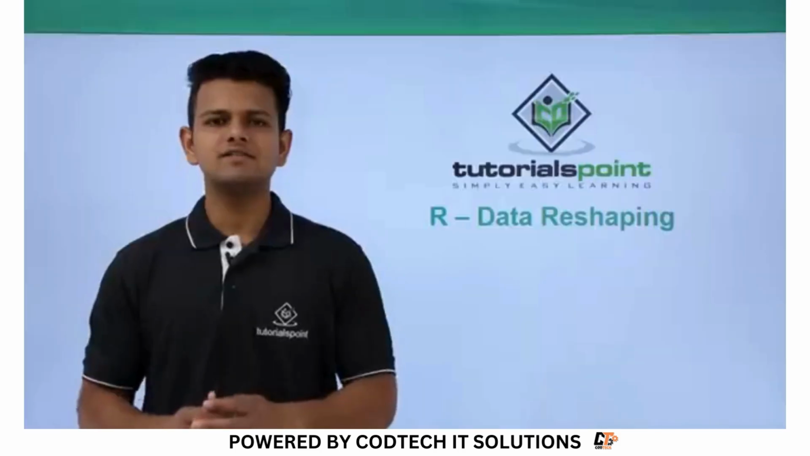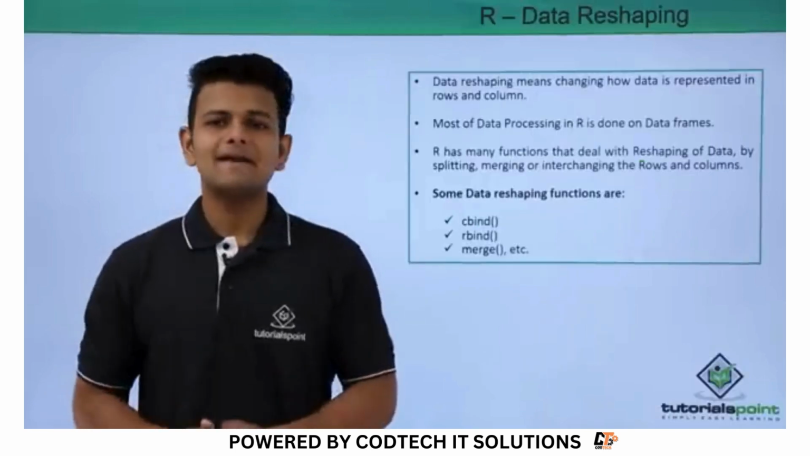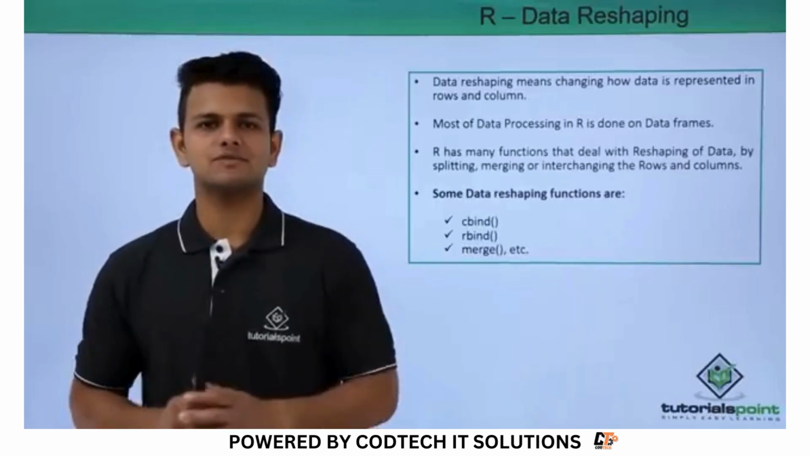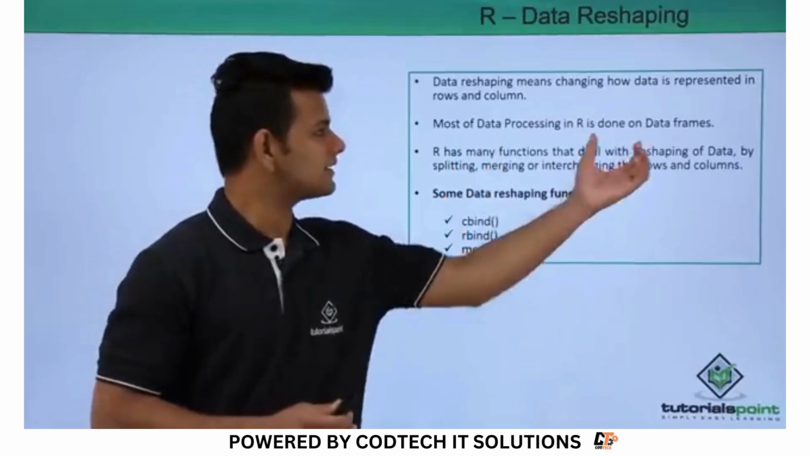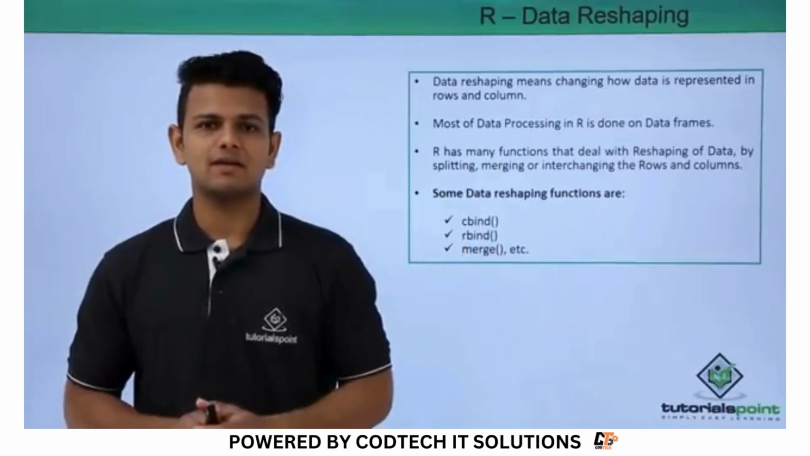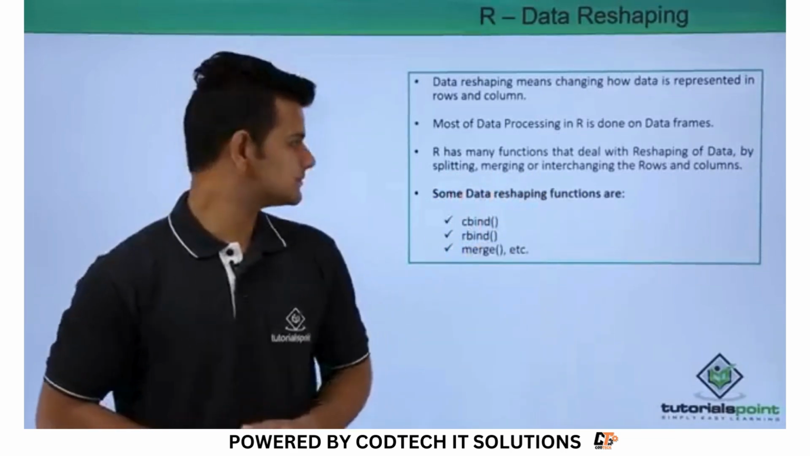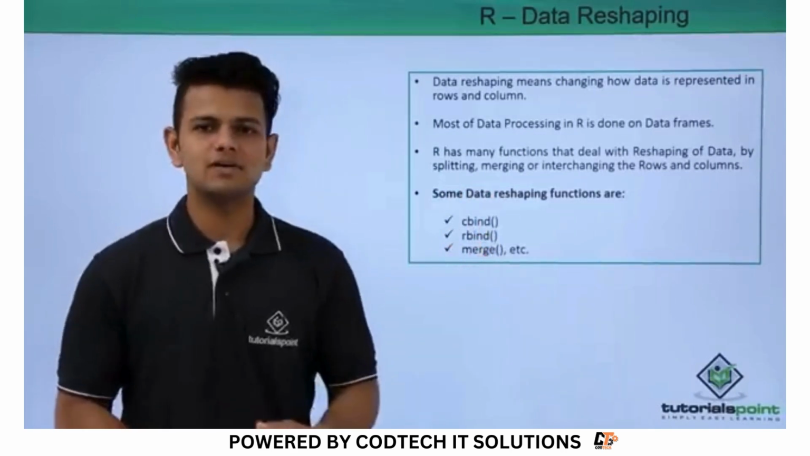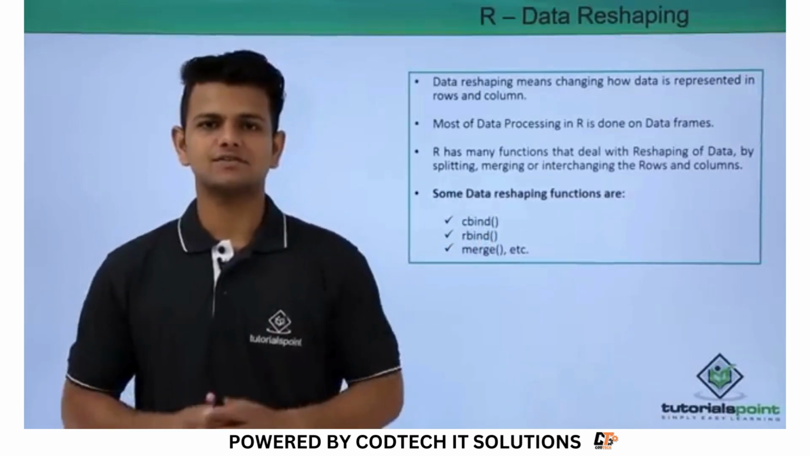Thank you. In this video, we will learn about data reshaping in the R language. By data reshaping, we mean changing how data is represented in rows and columns. In R, most of the data processing is done on data frames. R has many functions that deal with data reshaping by splitting, merging, or interchanging the rows and columns. Some of the data reshaping functions are cbind, rbind, merge, and many others. Now we'll practically see some of these functions.